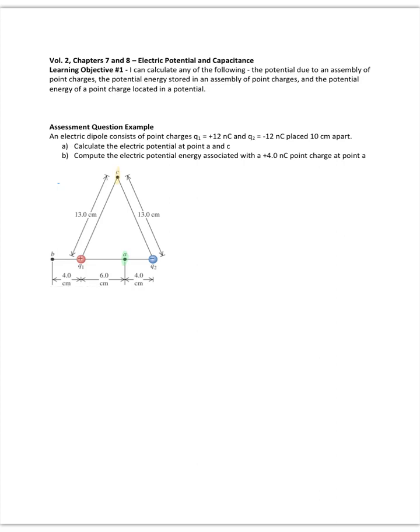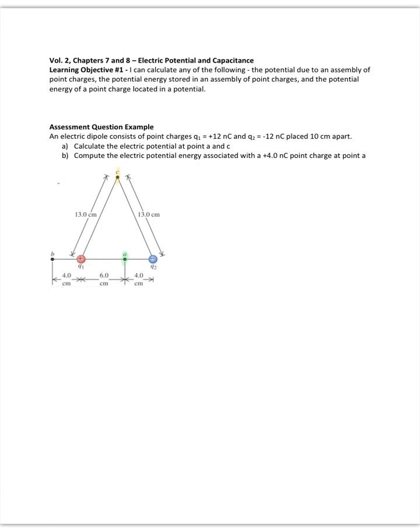Okay, so here's our example of the type of problem that we might run into for the first learning objective in our electric potential and capacitance section. We're asked to find the electric potential at 2 points on this triangle arrangement. The charges in question are forming an electric dipole, which means they have an equal magnitude but opposite sign and are just separated by a distance. In this case, the distance between the two charges is 10 centimeters.